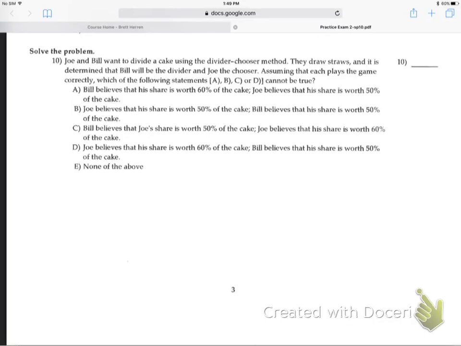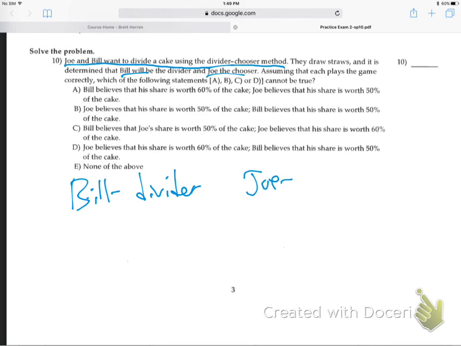Question 10 has some tricks. Joe and Bill want to divide a cake using the divider-chooser method, right? That's where one cuts it, the other one picks. So they draw straws. It's determined that Bill will be the divider. Bill's going to cut it, and Joe's the chooser. Bill cuts the cake, and Joe picks first, in other words.